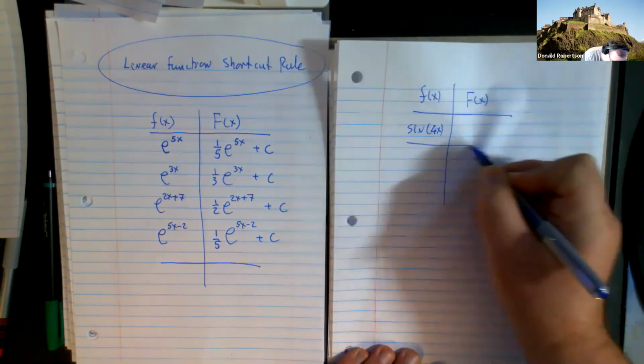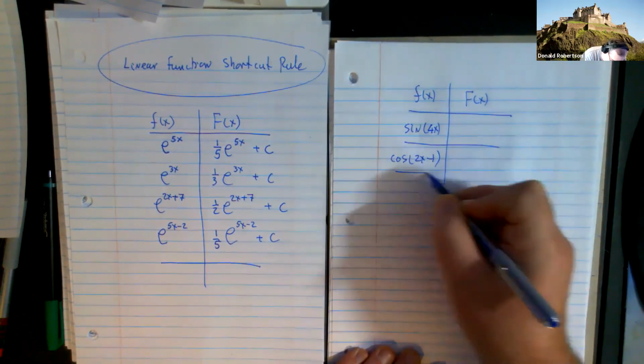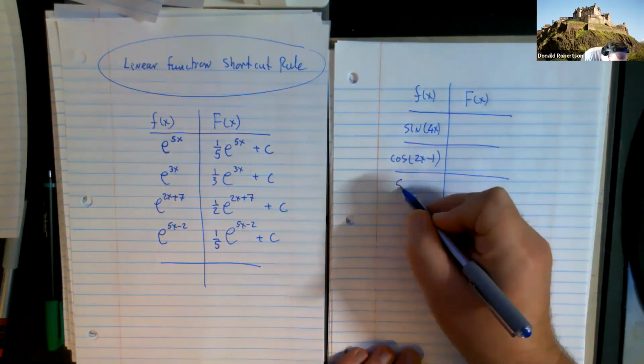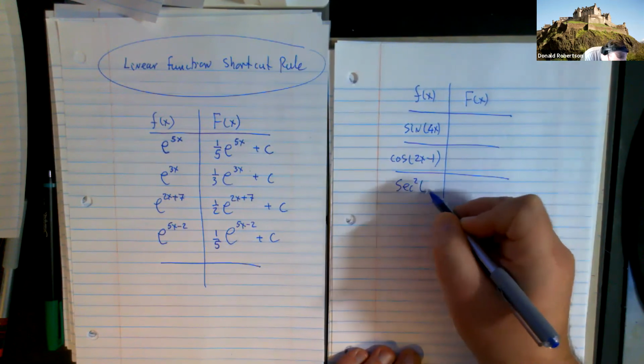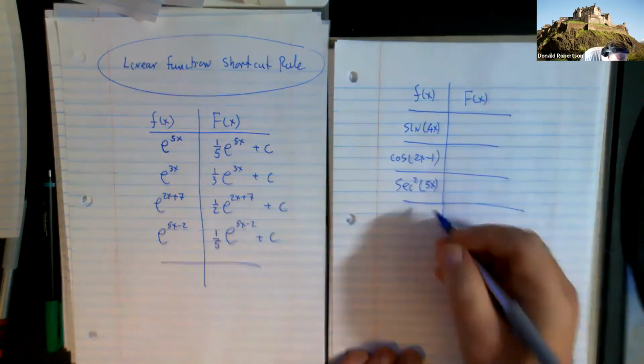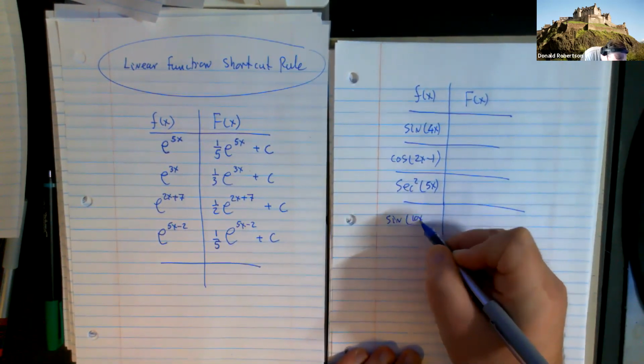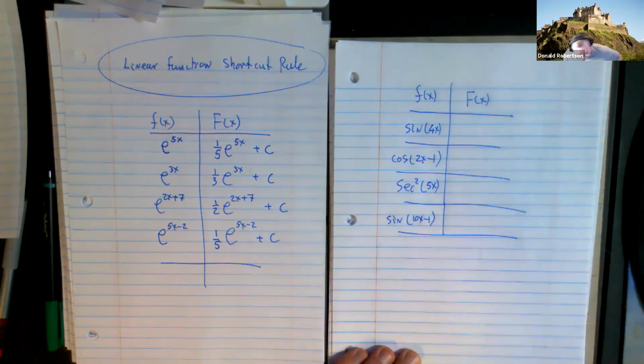Sine of 4x, cosine of 2x minus 1, secant squared 5x, and shorty guys to do it to, sine of 10x minus 1. Right.